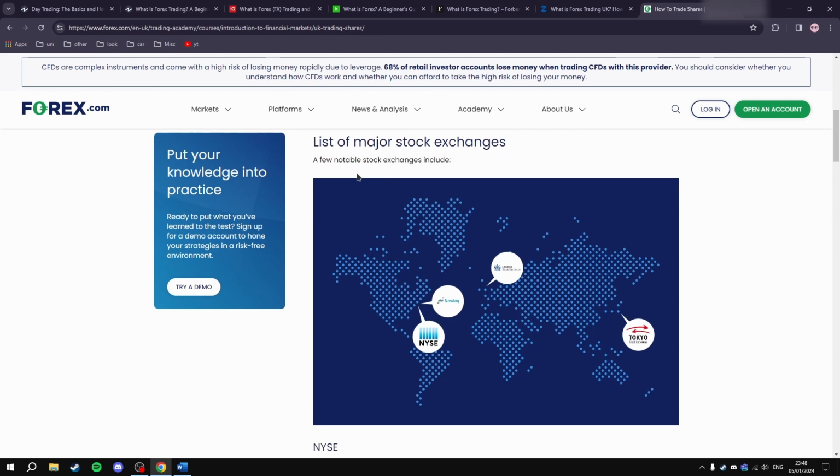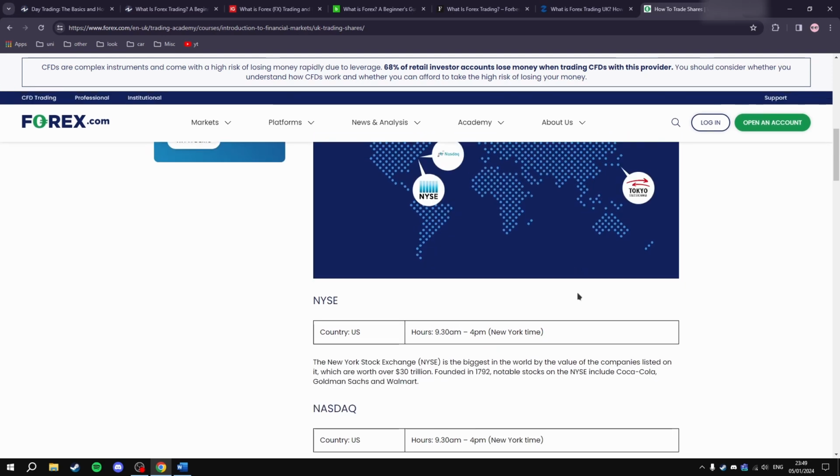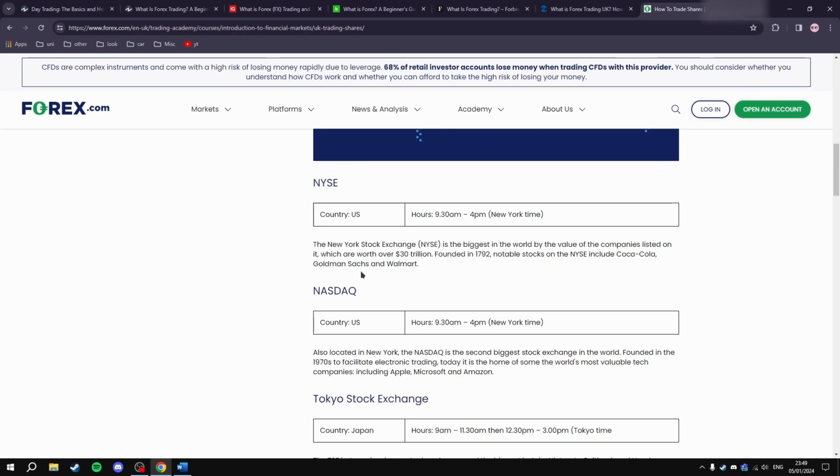A few notable stock exchanges include the Tokyo Stock Exchange, London Stock Exchange, Nasdaq, and NYSE. NYSE, country US, hours 9:30 to 4 p.m. New York time. The New York Stock Exchange is the biggest in the world by the value of the companies listed on it, which are worth over 30 trillion. Founded in 1792, notable stocks on the NYSE include Coca-Cola, Goldman Sachs, and Walmart. Is that pronounced Sachs?